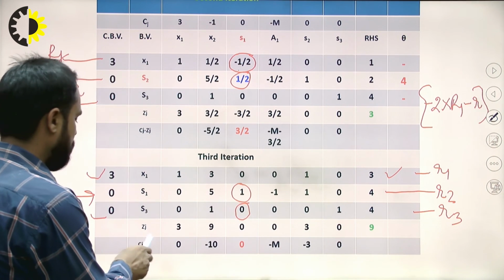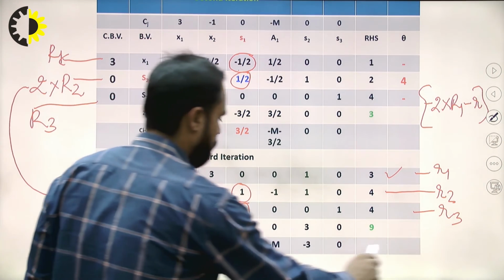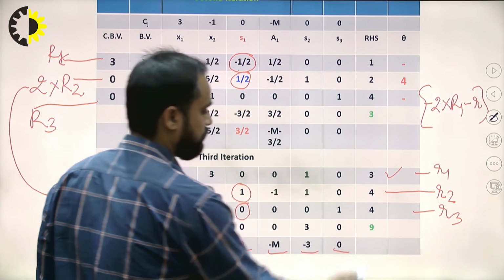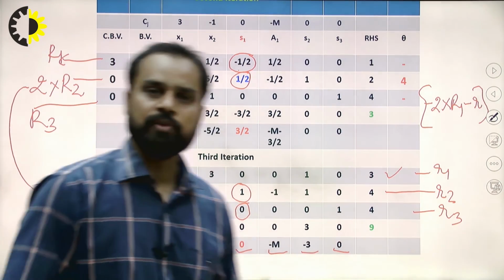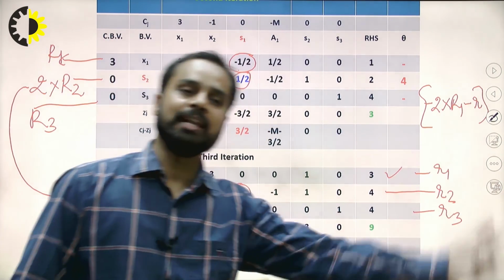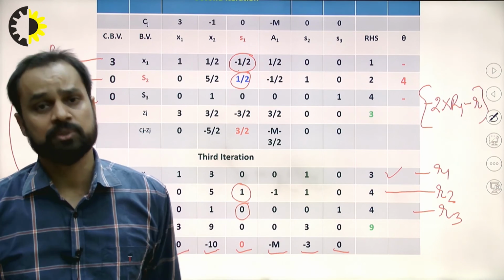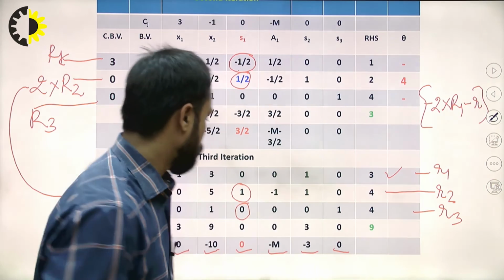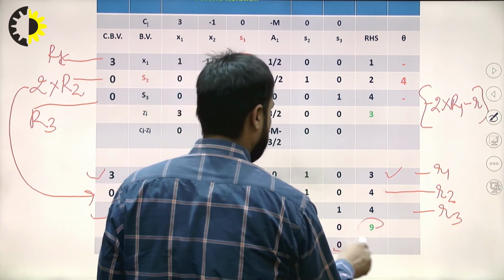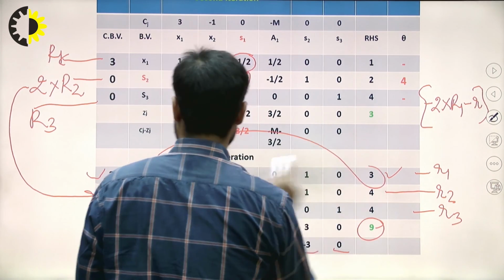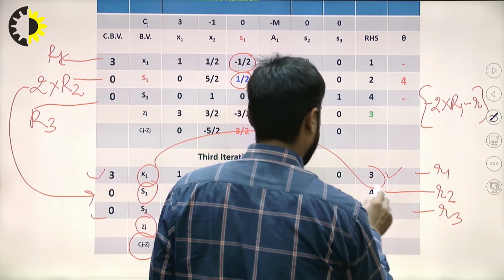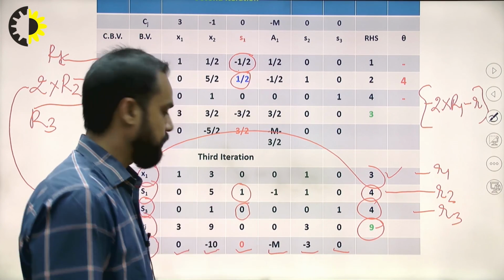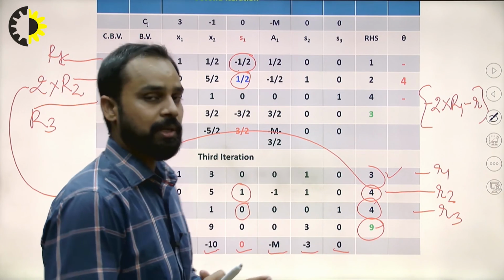Now we can see the value of Cj minus Zj. All elements of Cj minus Zj are either 0 or negative. That is the termination criterion of the simplex method. If all elements of the Cj minus Zj row are either negative or 0 for a maximization problem, it means we have reached the optimal solution. So what is the optimal solution? The value of Z is 9. The value of x1 is 3. The value of s1 is 4. The value of s3 is 4. That is the basic optimal solution.